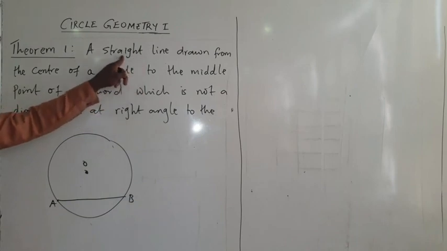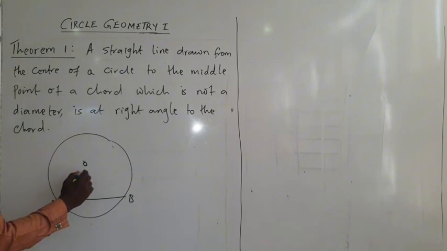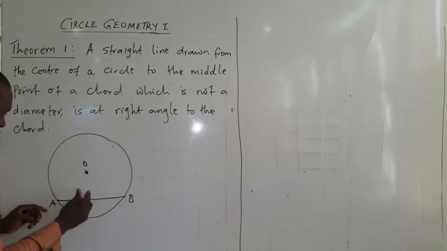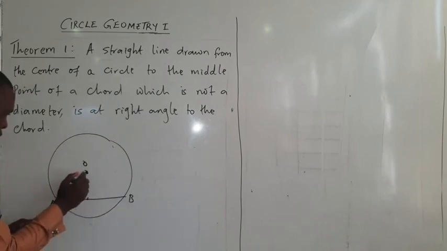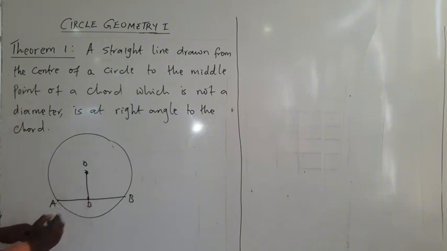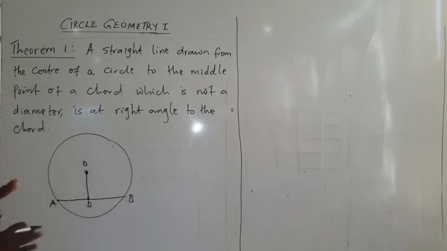So we now have a straight line drawn from the center of a circle. Here is the center of the circle, and we have a straight line drawn from the center to the middle point of the chord. So let's assume this is the chord, then the middle point of the chord is somewhere. You now draw a line from the center to the middle point of the chord. Let's call this point D. That's the middle point of a chord, which is not a diameter. That is, the chord given is not a diameter. If it were a diameter, it means the line would pass through the center. But the line doesn't pass through the center, so it's a chord.